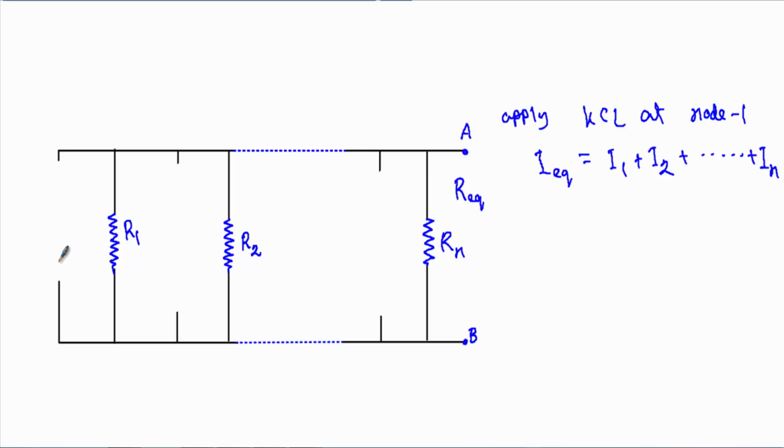Now with respect to the A and B terminals, you will see all the resistances are connected in parallel. Therefore, if I want to calculate the resistance with respect to this terminal and this terminal, I will use the formula of parallel resistance. So 1 by R equivalent will be equal to 1 by R1 plus 1 by R2. Just like this, we can write up to 1 by Rn. Now if I take the reciprocal of this equation, I will get our R equivalent.